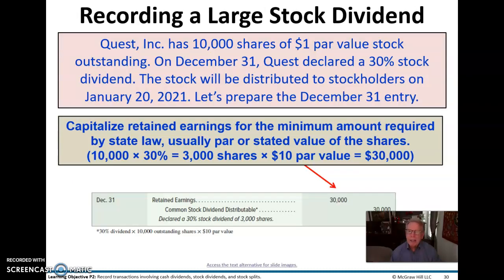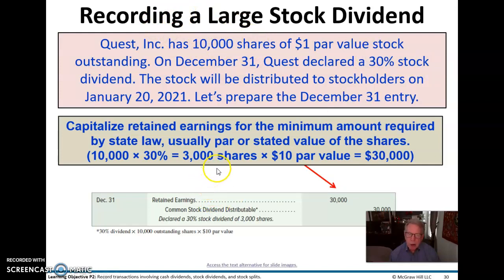Next, Quest has a large stock dividend now. We're doing it a little bit differently. Here, we don't use market value. Here we have 10,000 shares of $1 par value, and on December 31st, Quest declares this 30% stock dividend. The stock is going to be distributed on January 20th. So what we do is we figure out how many shares, and that's going to be 30% of 10,000 shares here.